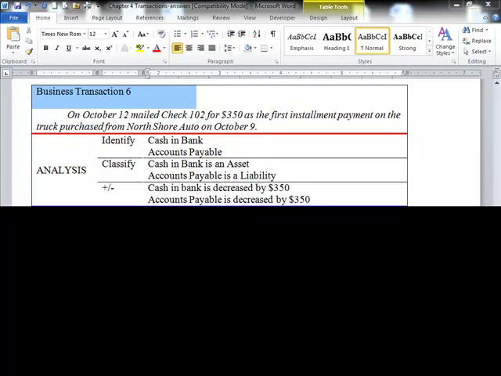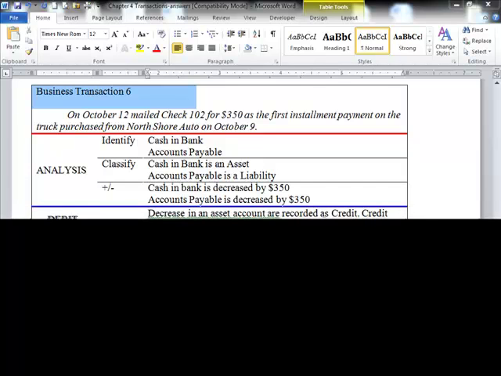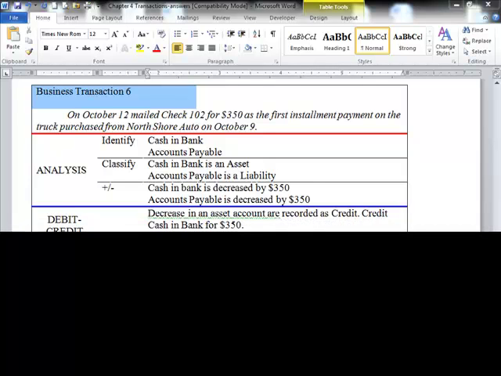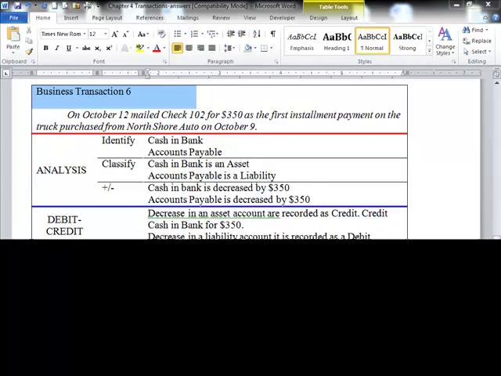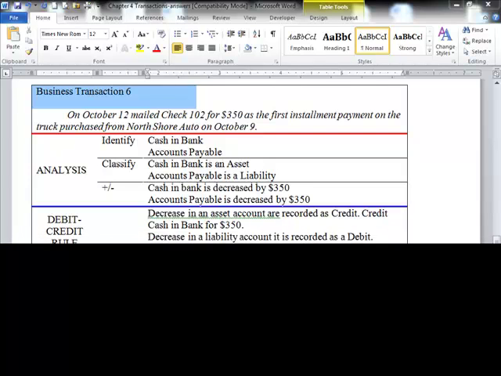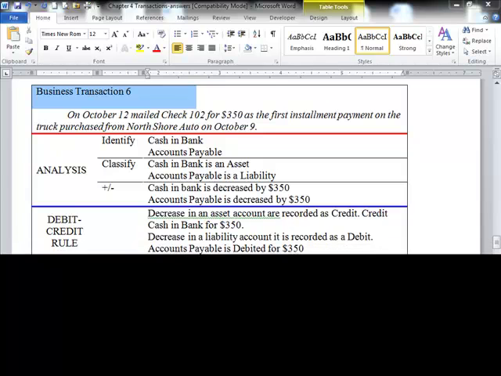Go ahead and use the debit credit rule for these two accounts. A decrease in the asset, cash and bank, is going to be credited, or on the right side. And we also have a decrease in the liability account as we owe less money. Look at that poster over there and you'll see the minus sign under the debit or the left side for liability accounts. I think the easiest way to do that is take a quick look at these T accounts.